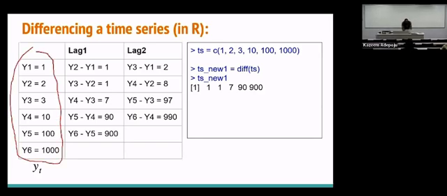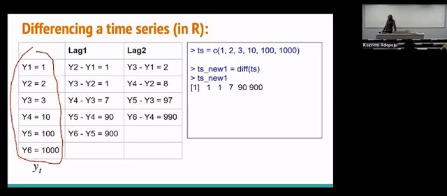And we want to difference, using the hard code. We believe that the TS is not stationary, and we cannot proceed to fitting the autoregressive model or moving average model, because time series models rely on the assumptions of stationarity.